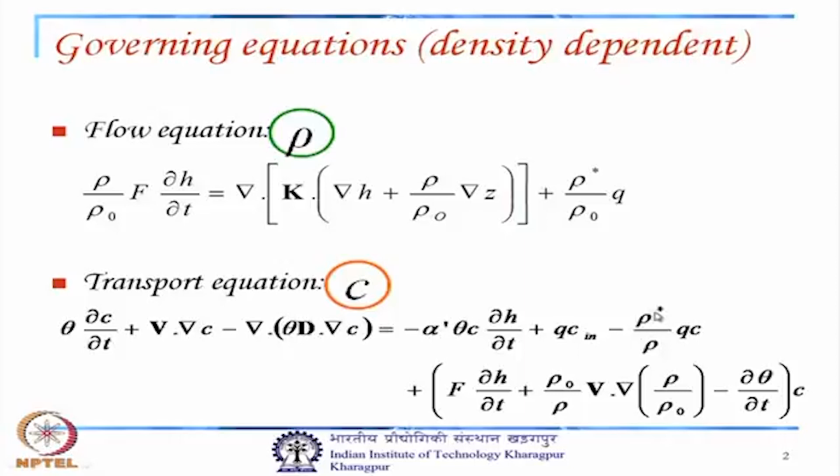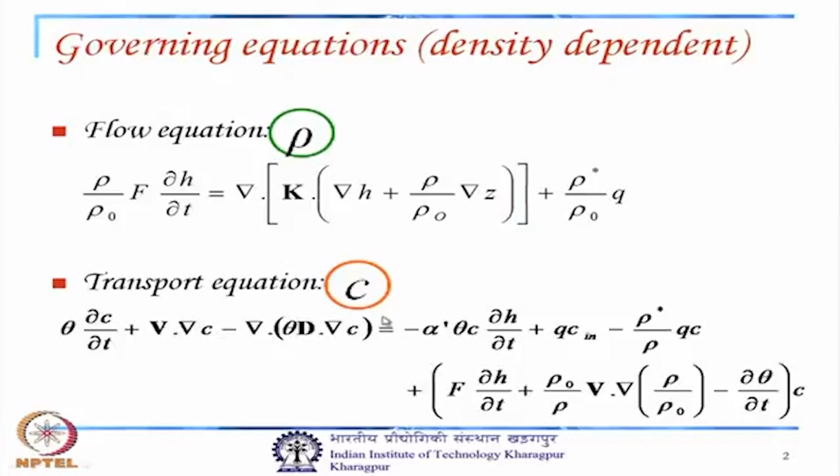Similarly, for the Q star, this rho star is the density of the injecting or extraction related fluid. So, these are the terms which are there in the transport equation.